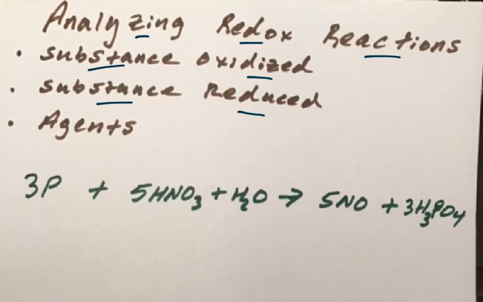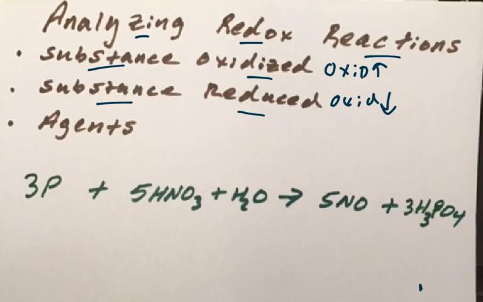Now, to figure out the substance that was oxidized, you simply have to determine whose oxidation number increased, all right? And to figure out the substance that was reduced, you will determine whose oxidation number decreased, okay? All right. Now, I'll skip agents for a second.